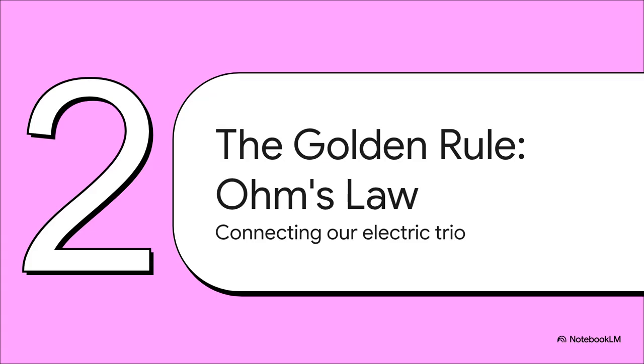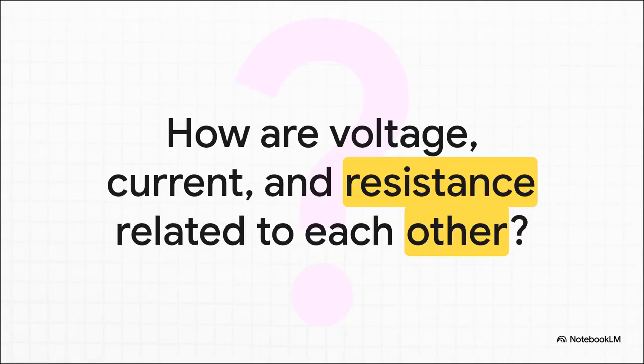So we've met our three key players: current, voltage, and resistance. The thing is, they don't just exist on their own. They're all connected in this really specific, really elegant relationship that basically forms the golden rule of electronics. So the big question is, what is that relationship? If you crank up the voltage, what happens to the current? If you add more resistance, how does that affect the flow? Well, it turns out there's this beautifully simple formula that ties it all together.